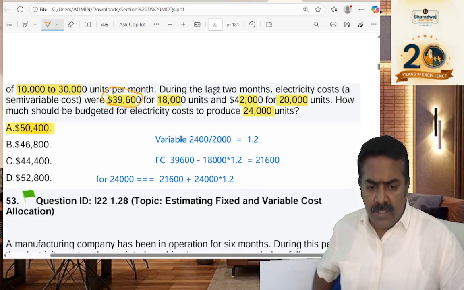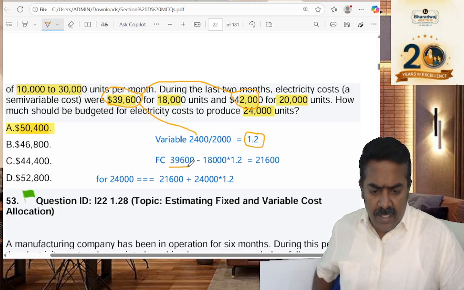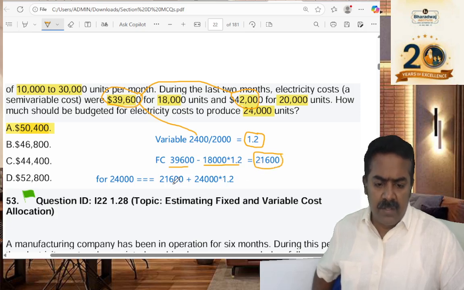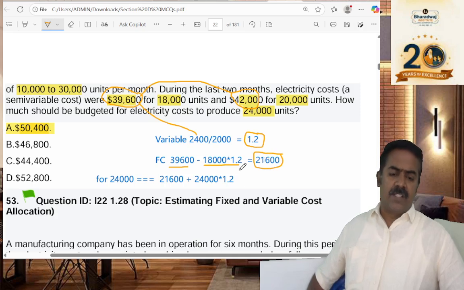So 39,600 to 42,000. If you look at the change, it is 2,400 for a change in output of 2,000. Whatever changes becomes which cost? Variable cost. From the total, eliminate the variable portion, and you get which portion? Fixed portion. So y is equal to a plus bx. Fixed cost is 21,600. See, 39,600 includes this variable cost element, so the balance is fixed cost.